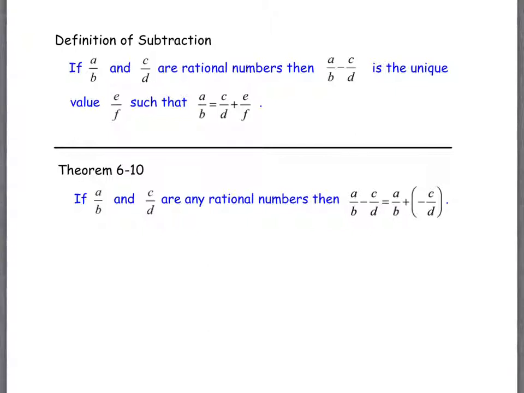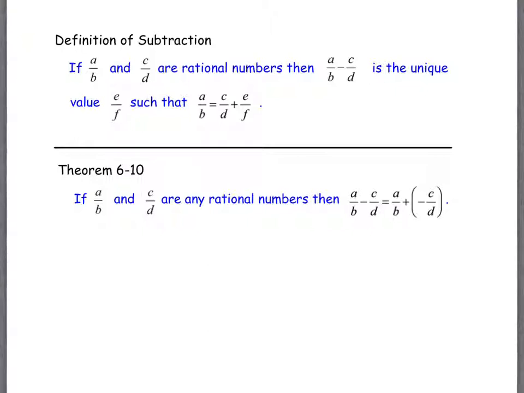All right, subtraction. Subtraction is almost just like the addition stuff, but let's start with the definition first. The definition of subtraction says that if we have a rational number a over b and another one c over d, and we subtract them, we will get an answer. And it'll look something like an e over f.